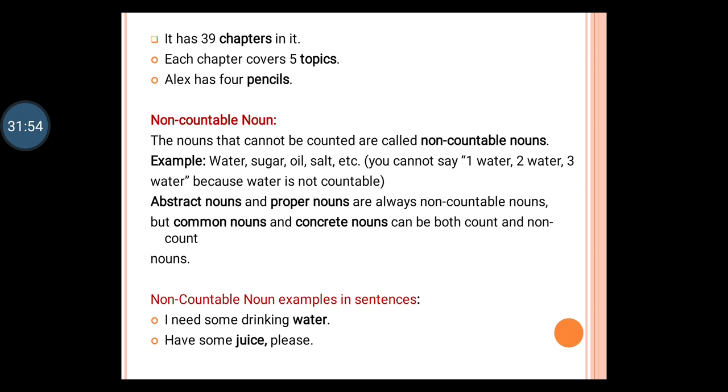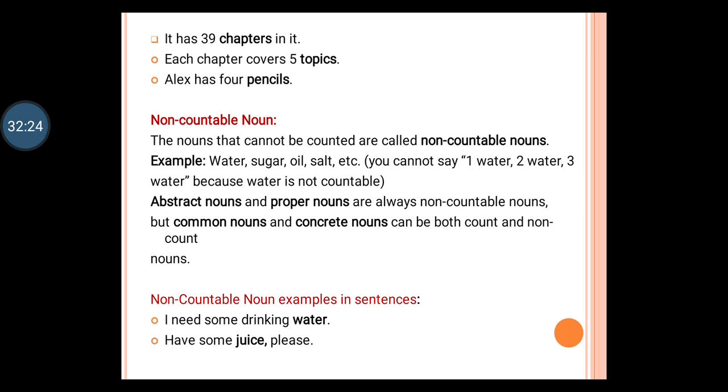Okay, all right. Then, common nouns and concrete nouns can be both count and non-count nouns. Sorry for the little mix-up here. Common nouns and concrete nouns can be both count and non-count nouns, which means you can count or not count common nouns and concrete nouns.